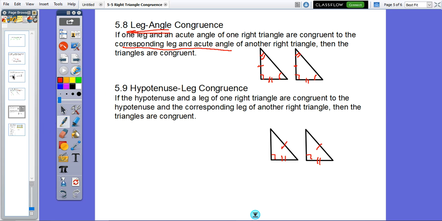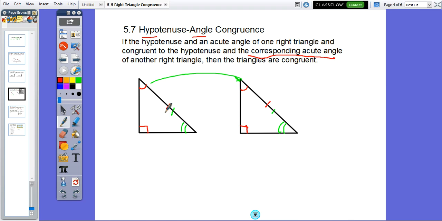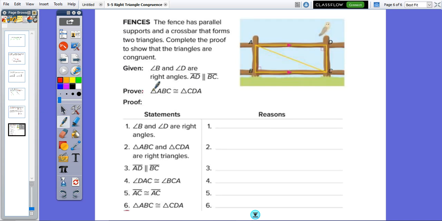All right, so quick review. The two legs are corresponding to their congruent partners. A hypotenuse and an angle. We got our leg and an angle, and then our hypotenuse and leg. So let's do a quick little proof here to kind of support what we just learned.